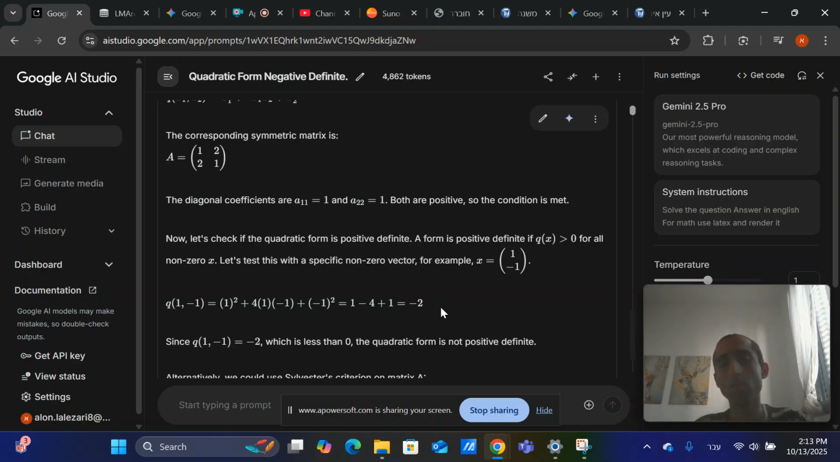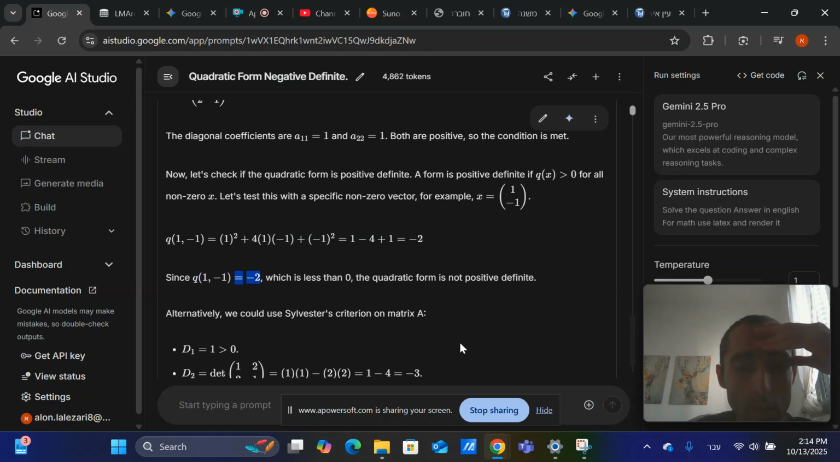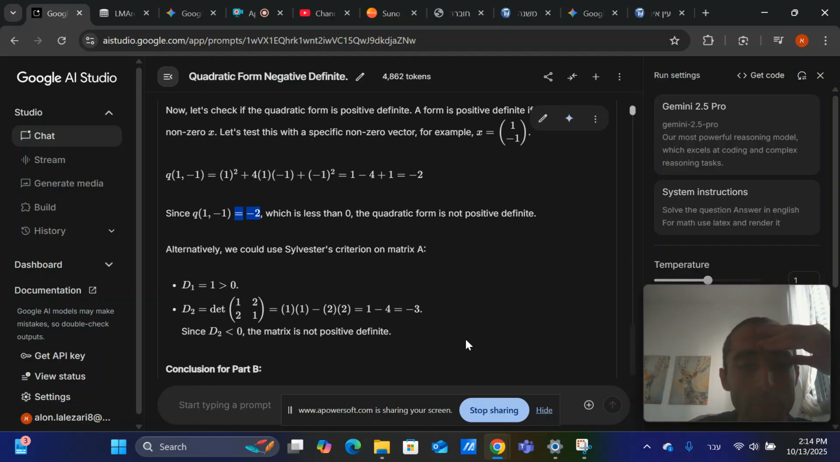Now, by definition, for a positive definite quadratic form or a positive definite matrix, every vector which is not the zero vector that you apply to the quadratic form should give you a positive number. But here, we used a non-zero vector and we got a negative number. Therefore, this matrix is not positive definite. This quadratic form is not positive definite because when you apply a vector which is not a zero vector to the quadratic form, you got something that is negative and not positive.